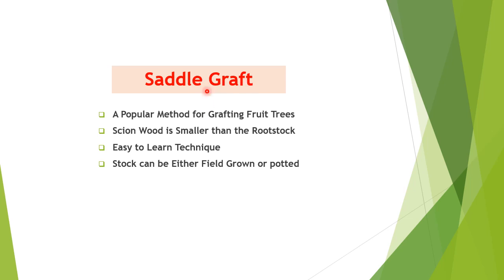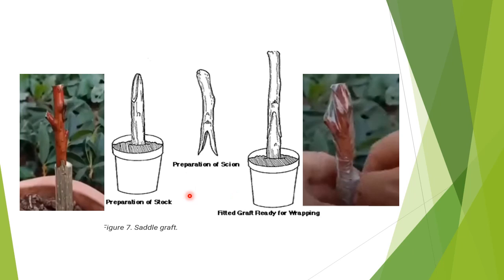Then one more is called saddle grafting, a popular method of grafting fruit trees also. The scion wood is smaller than the rootstock, so it is an easy-to-learn technique. The stock can be either field grown or potted. How is it done? This is the rootstock. You are making a saddle over it, and then you are preparing a scion this way, and then you are putting it over the whole area.